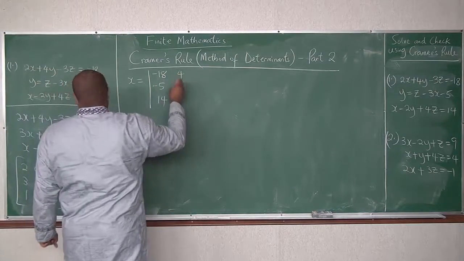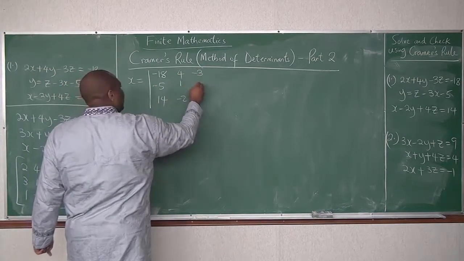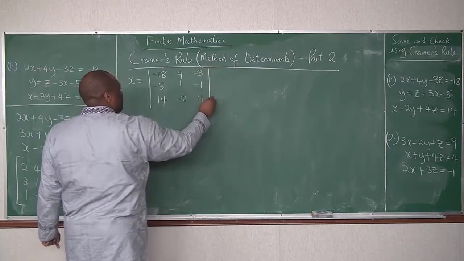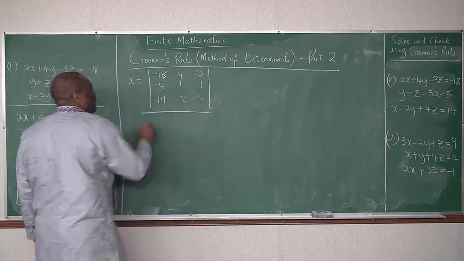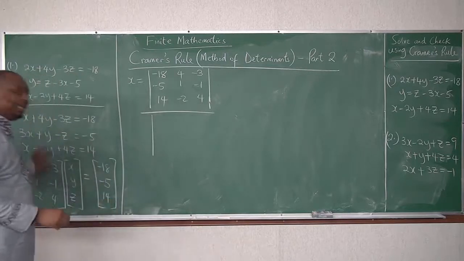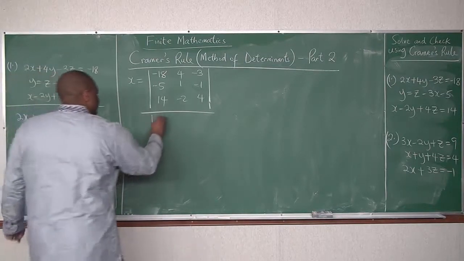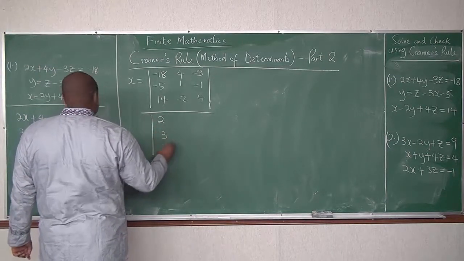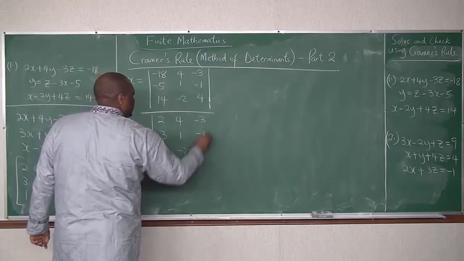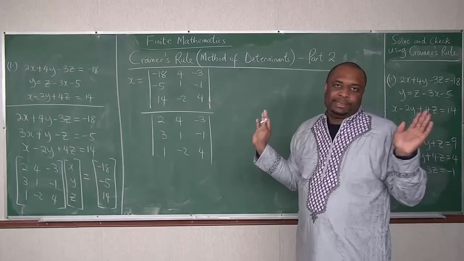4, 1, -2, -3, -1, 4, all over the determinant of the matrix of coefficients: 2, 3, 1, 4, 1, -2, -3, -1, 4. So this is the way you do it. That is the way you find x.